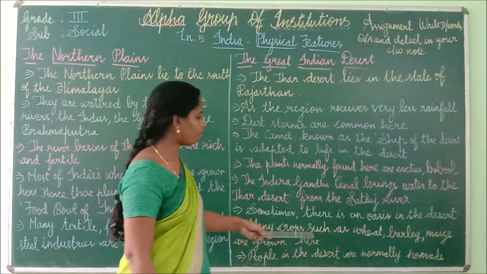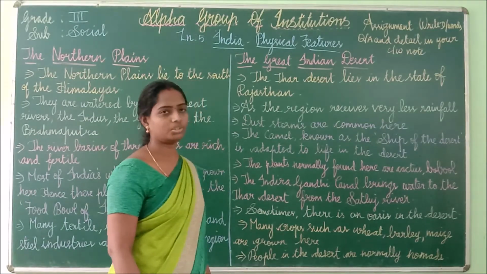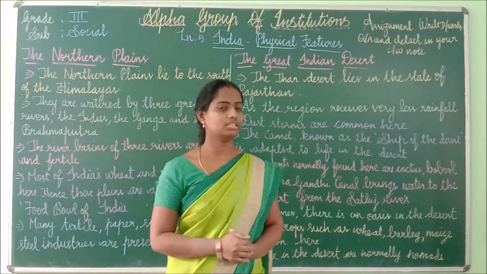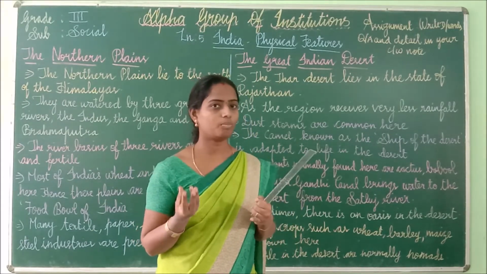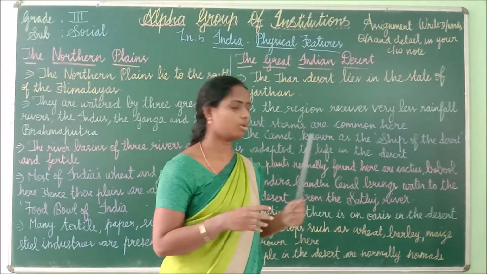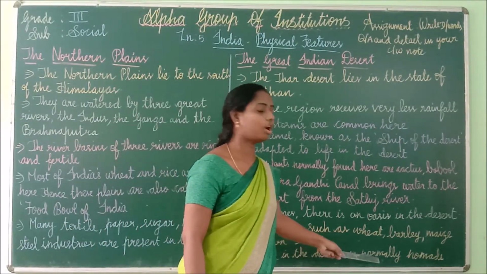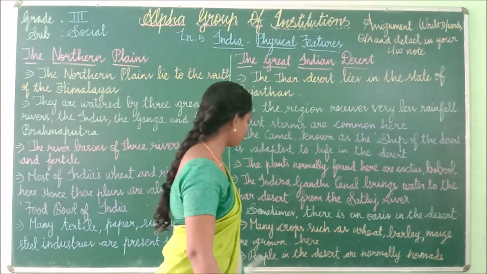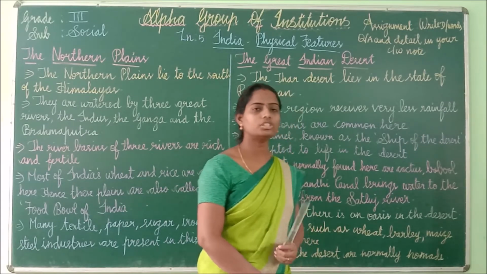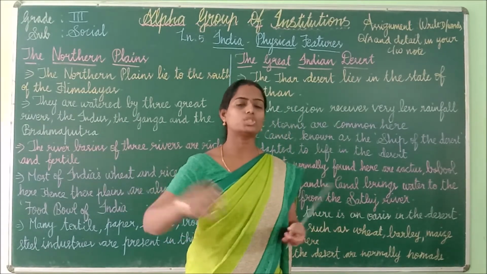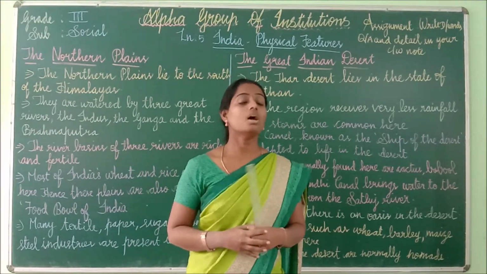And then many crops such as wheat, barley, maize are grown here. There are various crops also grown in this region, children. Wheat, barley, rice, you know about barley and rice, isn't it? You know about the wheat and also maize. Okay, all grown here. People in the desert are normally nomads. What is that, children? What is meant by nomads? The people move from one place to another. They won't stay in a single place. They move from one place to another place. Those are nomads.